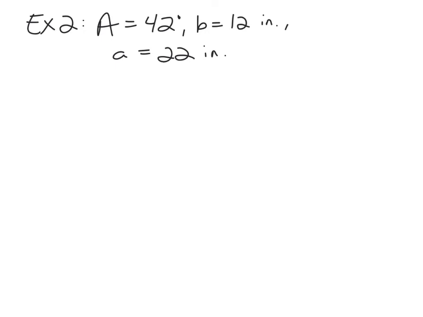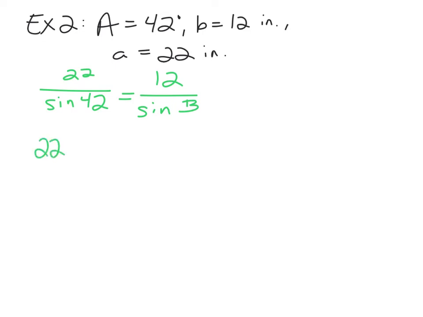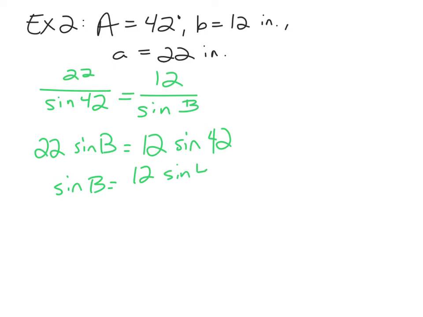So again, the only thing that we can really do first, since we have A, B, and A, is we can set up our law of sines to find angle B. So 22 over sine 42 is going to be equal to 12 over the sine of angle B. In order to solve that, we're going to get 22 sine B is equal to 12 sine 42 degrees, and then of course we're going to divide by 22, so the sine of angle B is equal to 12 sine 42 degrees divided by 22.